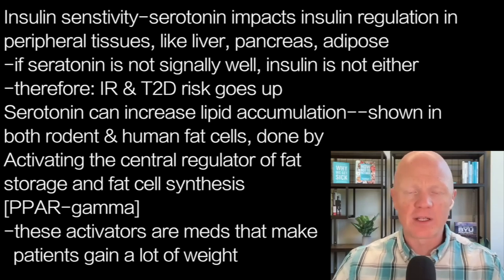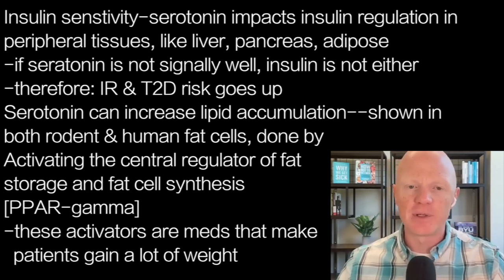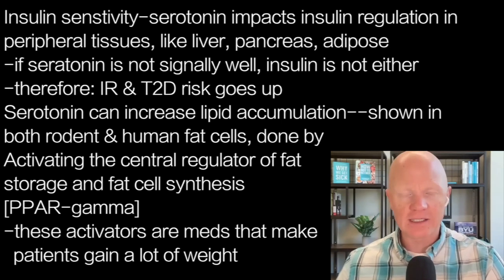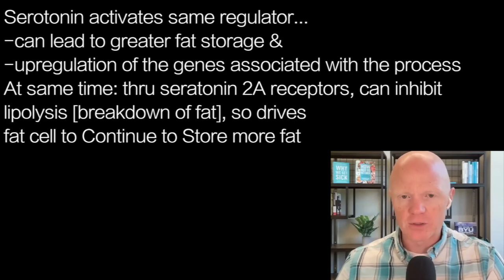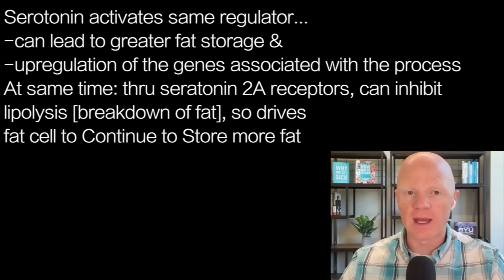Now, let's talk about the fat cell in particular, serotonin. So first of all, there's this promotion of fat accumulation. Serotonin can increase lipid accumulation, and this has been shown to happen in both rodent fat cells and human fat cells. And this is by activating the central regulator of fat storage and adipogenesis, or fat cell synthesis, called PPAR gamma. So that's PPAR dash, then the little Greek letter gamma, PPAR gamma. You can look this up for more details, but PPAR gamma activators are classes of medication that, among their handful of metabolic effects, are most well known for making a patient gain a lot of weight. So serotonin activates that same thing. So it can lead to greater fat storage and upregulation of the genes that are associated with that process.